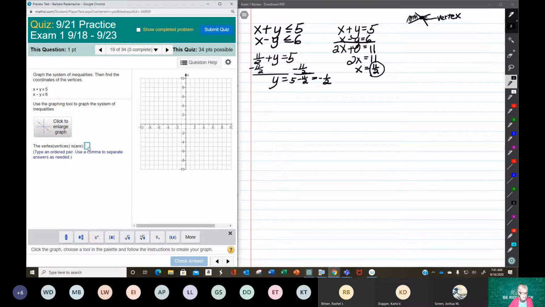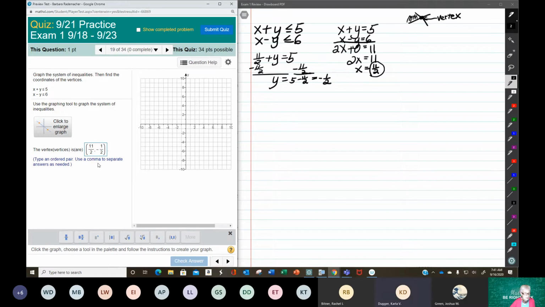It has you find the vertex first, it appears. So let's see. 11 over 2. And then, and I always have bad luck with this. Let's see. Okay. Negative 1 divided by 2, which is 1/2. And then check my answer. It's not going to let me check my answer.